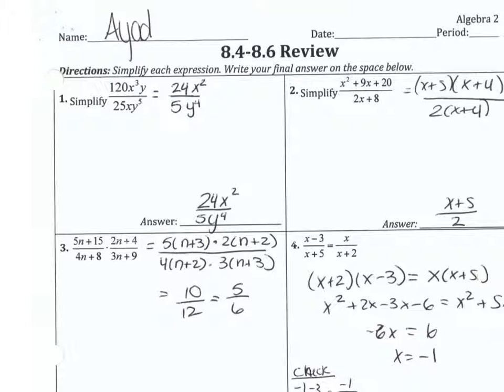Okay, so number one, you factor and cross out. So you look at 100, 20, and 25. There's no plus or minuses, so you can start seeing if there's any factors that divide out. So you can divide them both by 5 and you get 24 over 5.